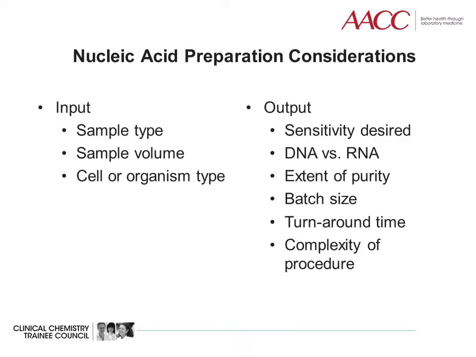The main factors to consider when selecting a procedure are listed here. They include input considerations such as what is the sample type, what volume is available, and what are the target cell types. They also include output considerations such as what sensitivity is required, meaning what input volume and concentration should be used, is DNA or RNA being isolated, how pure does the nucleic acid need to be, what is the batch size, procedure complexity, and time to result requirements. As you can see, some of these factors are dependent on each other.